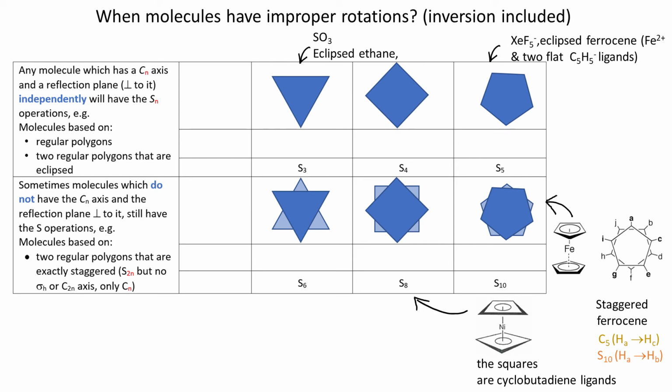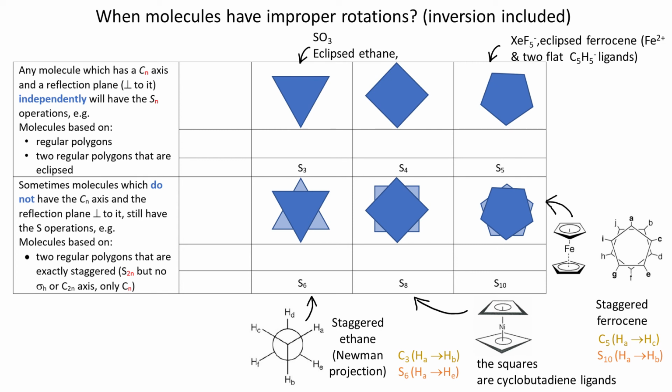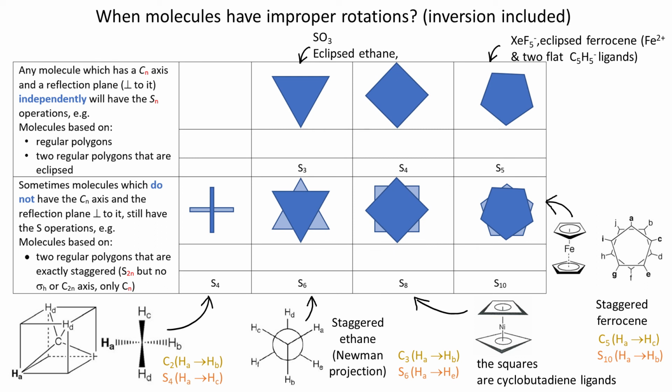An example of a molecule that is based on 2 staggered squares can be, for instance, this nickel complex. The squares are cyclobutadiene ligands. An example of a molecule that is based on 2 staggered triangles can be, for instance, staggered ethane. If we take one vertex away from a triangle, we end up with a line. Methane could be described as 2 staggered lines, if you look at the molecule from the top. That begs the question, what molecule can be described as a line? For example, ethyne or ethene would also do.